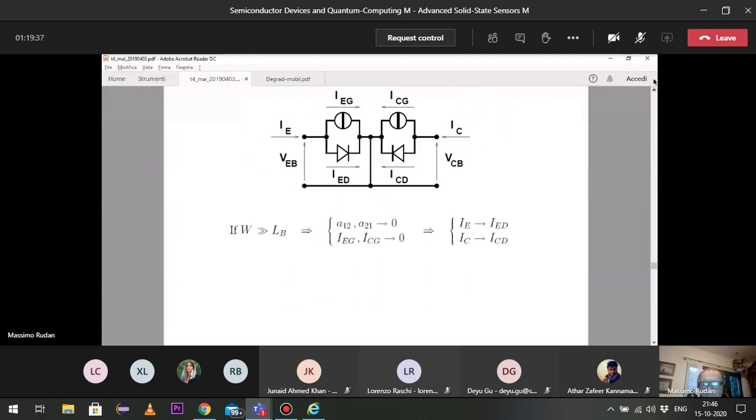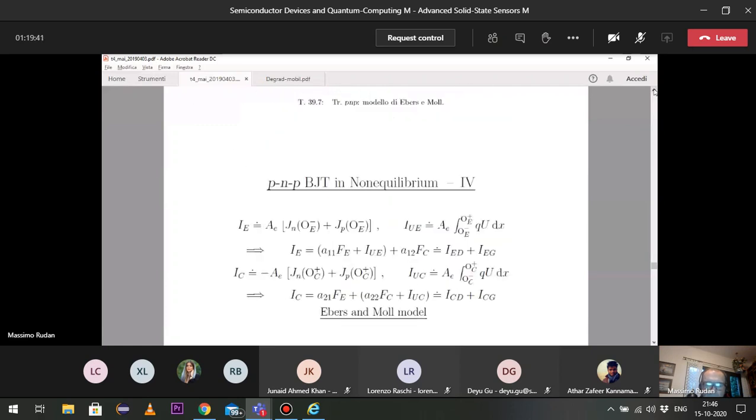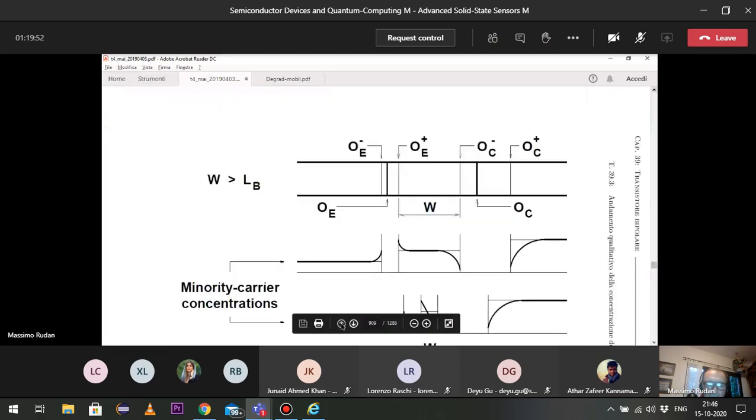Let's take some limiting case. You remember, we started saying if somebody has designed a bipolar transistor in the wrong manner by taking W larger than L_B, so this is the wrong design. Okay, let's see what happens in the equations.